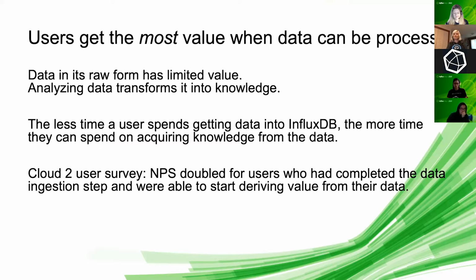Data in its raw form has limited value, but analyzing it turns that into knowledge. For example, I may know that the temperature of some particular monitor is 90 degrees. Knowing that it's 90 degrees tells me one thing, but knowing that an acceptable range is 70 to 80 degrees and that 90 implies it is overheating is what gives it the value.